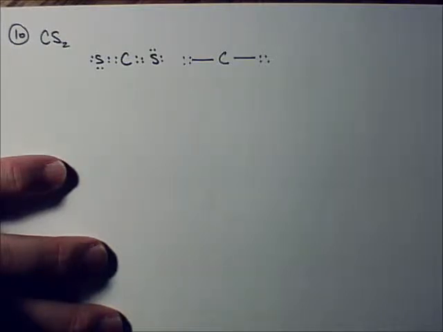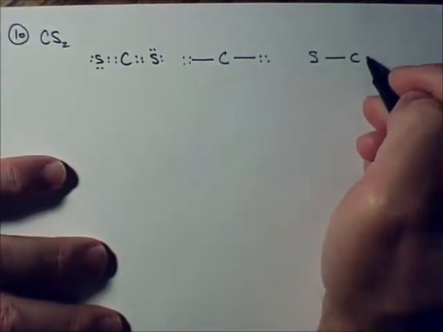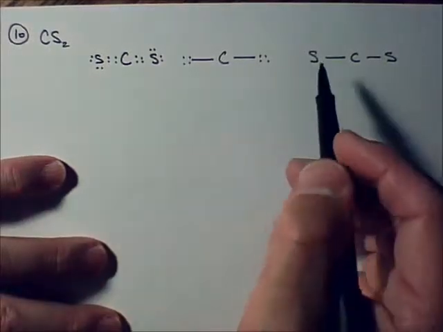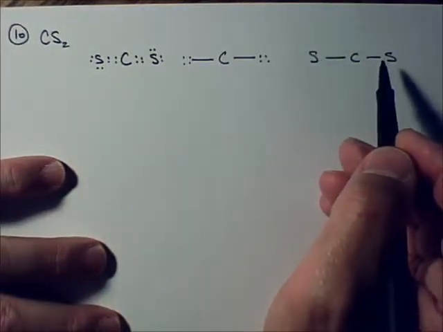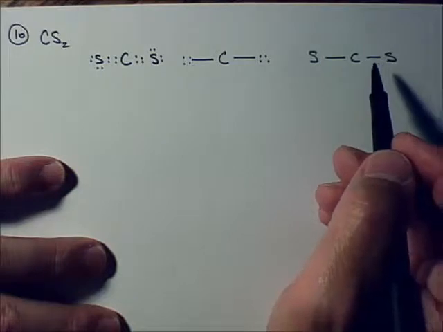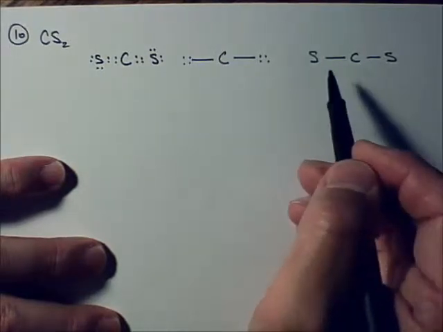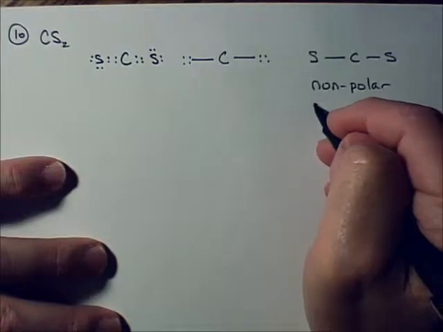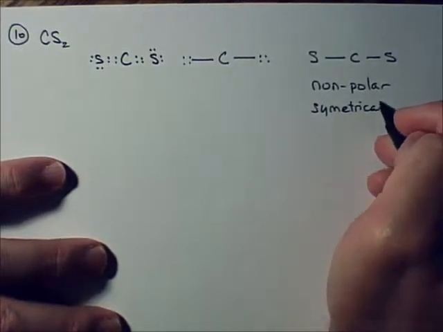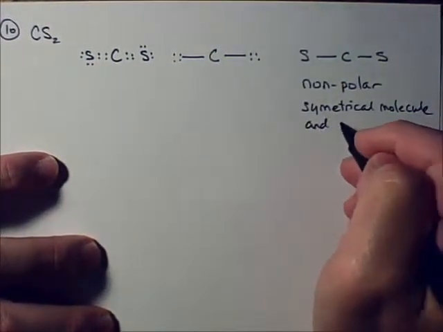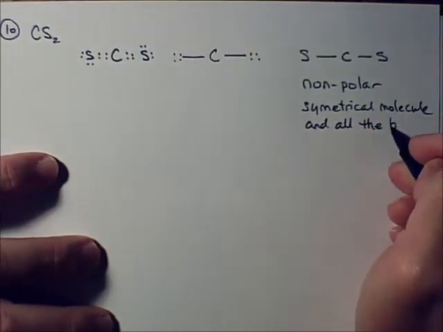Now we're going to replace any sets of electrons that are shared with the atom symbol with which they are shared. And that gives us this. A linear molecule. All the bonds are the same. It's symmetrical. Doesn't matter what the bond's polarity is. This is going to be a nonpolar molecule. So you can say this is nonpolar and say the reason is that it's a symmetrical molecule and all the bonds are the same.